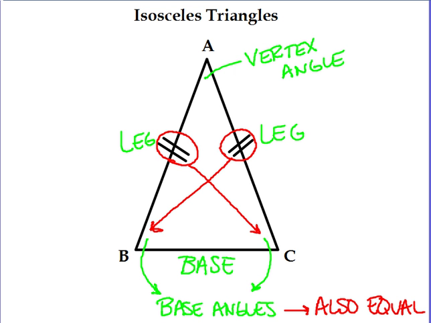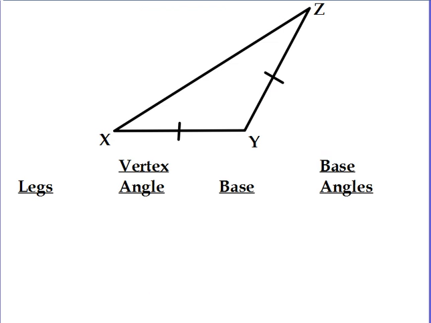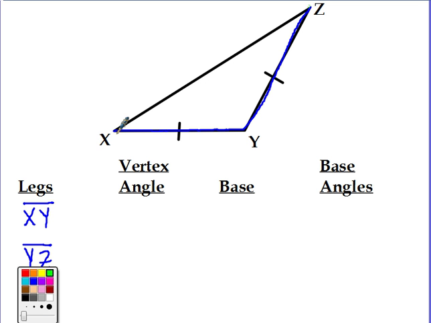So the first thing we're going to do here is just review vocabulary. So looking at this triangle, here are my two sides that are congruent. Okay. And so those are called the legs. So XY is a leg, and YZ is also a leg. So those two are my legs because they're congruent. And that makes my third side, XZ, the base.